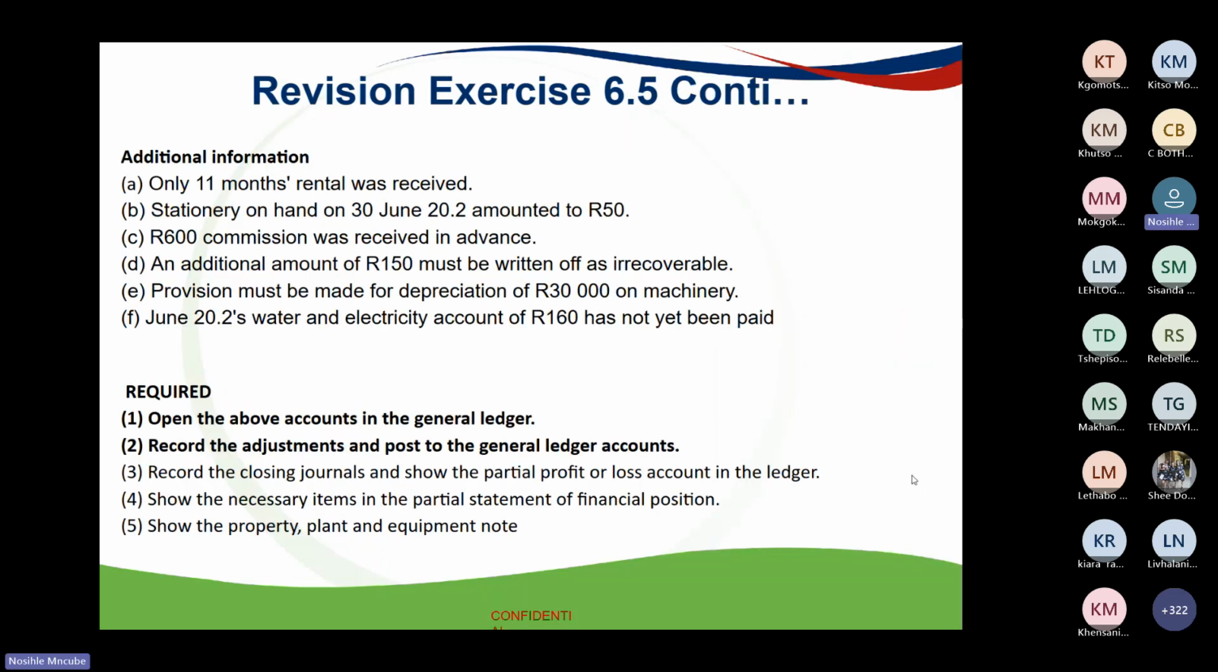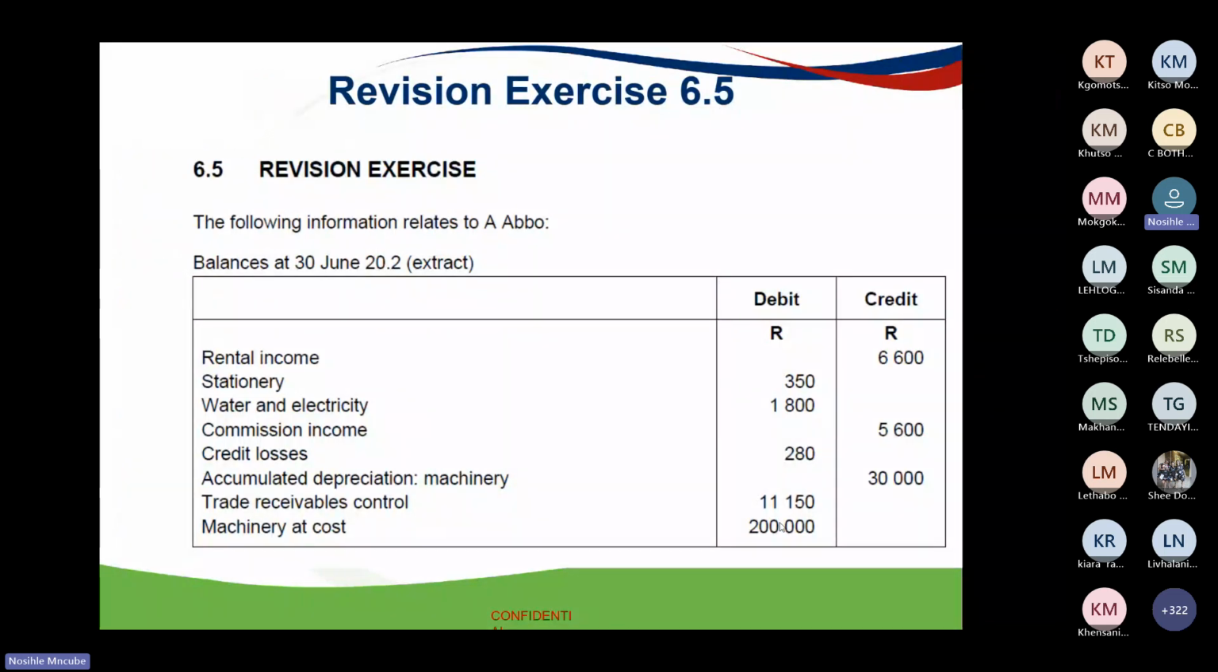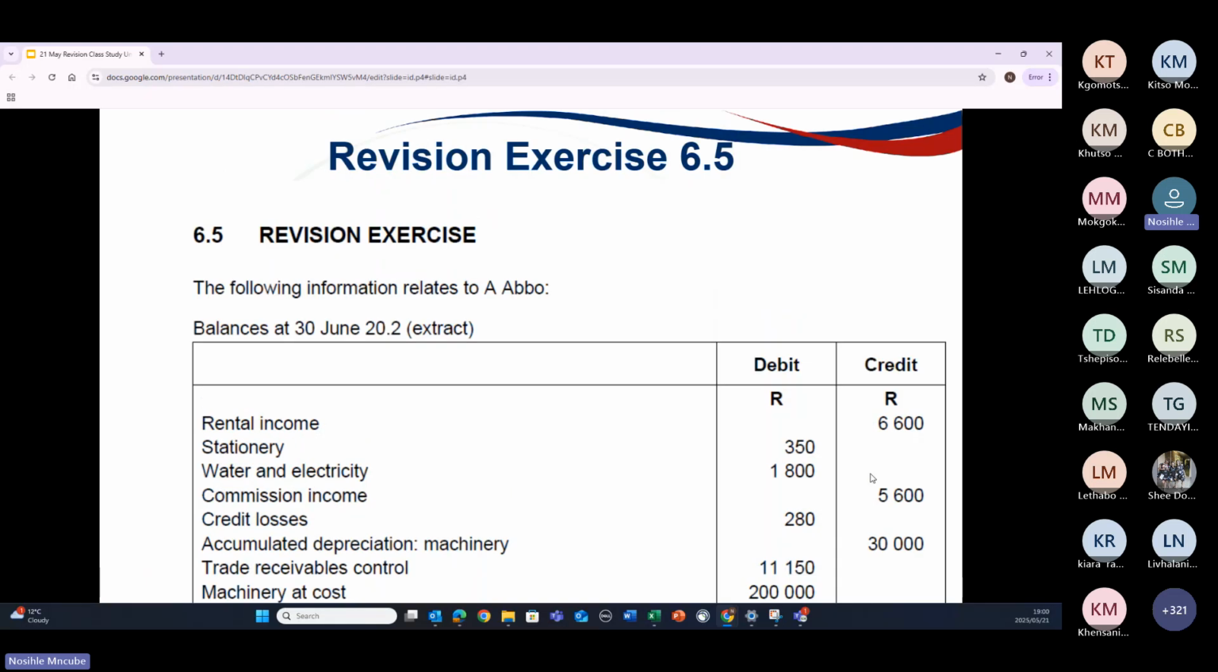And then under additional information, this does not relate to property, plant, and equipment. Even that one, commission, no. But we have the depreciation of 30,000 on machinery. So we actually have the items that relate to the property, plant, and equipment note. It's the machinery at cost, which is the 200,000. We have the accumulated depreciation, which is the 30,000, and then the depreciation for the current year as indicated.